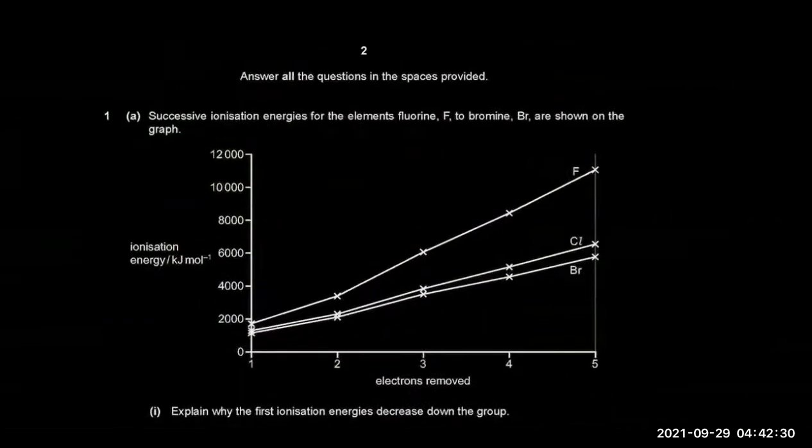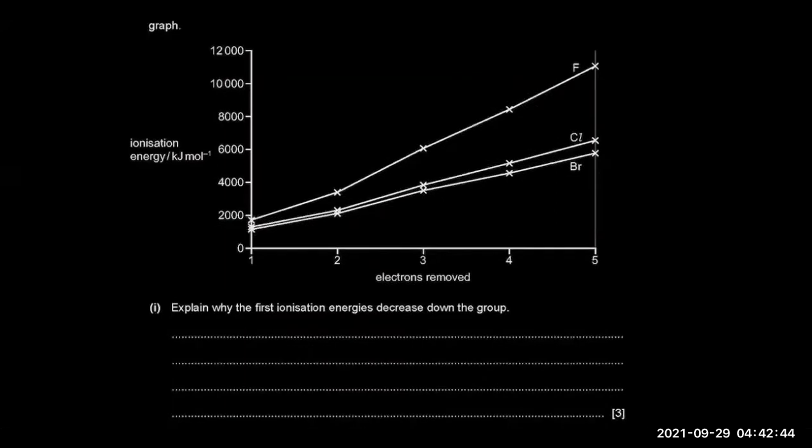So we're solving November 2014, paper 23. Question number 1. Successive ionization energies for fluorine, chlorine and bromine, for the group 17 elements, are shown on the graph. Explain why the first ionization energies decrease down the group.